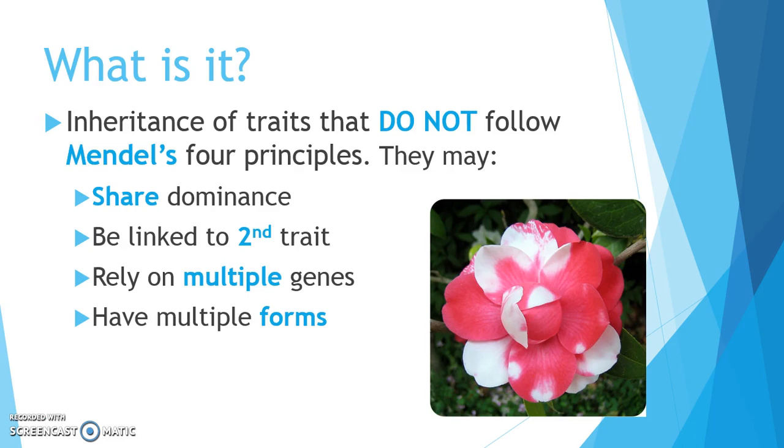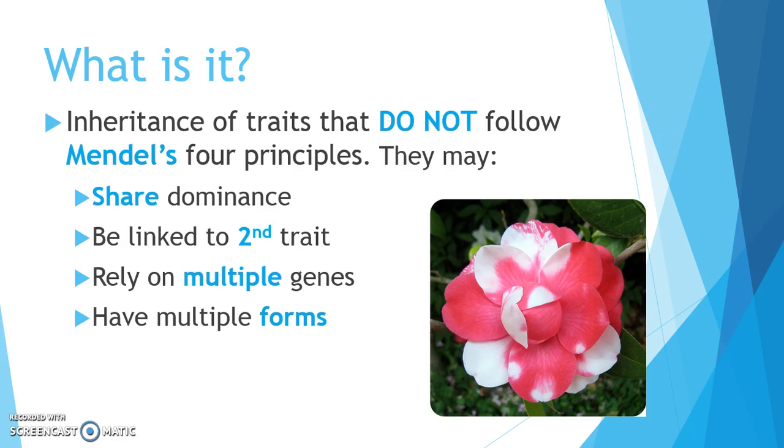Well, with today's notes, and then when we learn about the second part of non-Mendelian genetics, we're going to learn about inheritance of traits that share dominance between the different alleles, that there might be traits linked to a second trait. They might rely on multiple genes or come in multiple forms. And since they don't follow Mendel's rules, there's going to be a little bit of different allele assignment and also the interpretation of the phenotypes when we look at those genotypes.